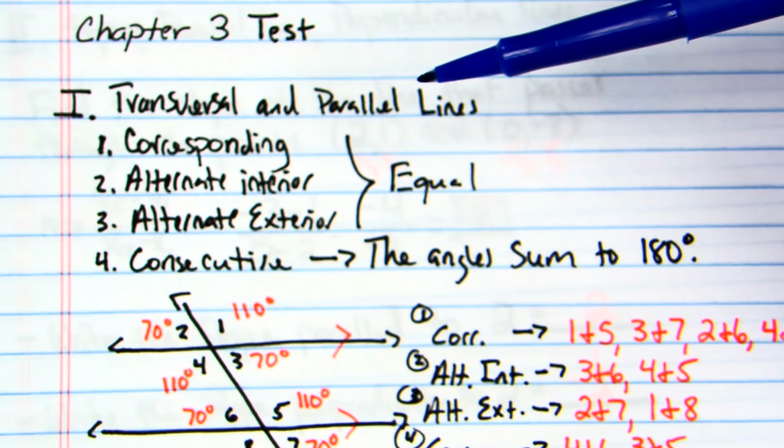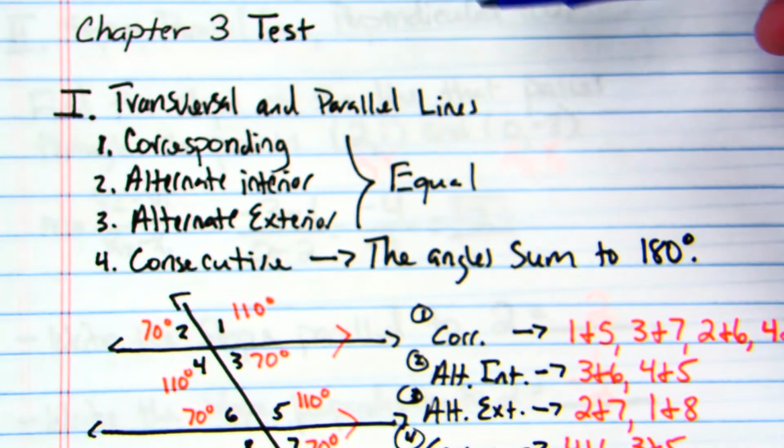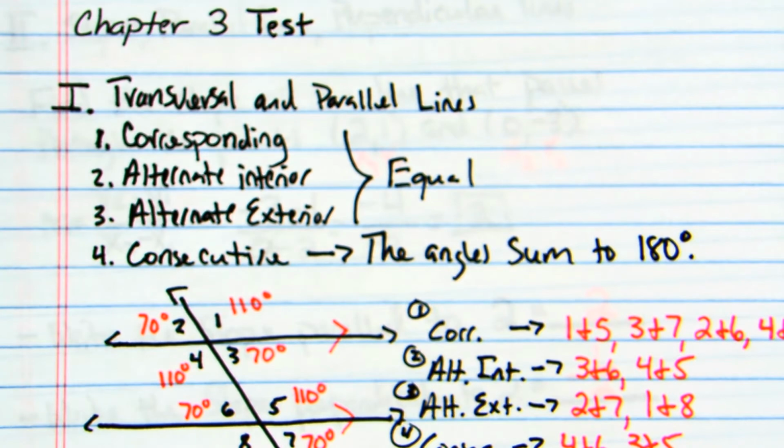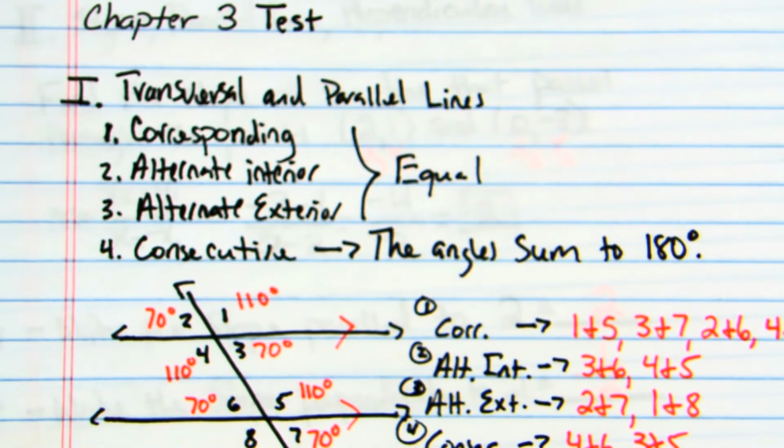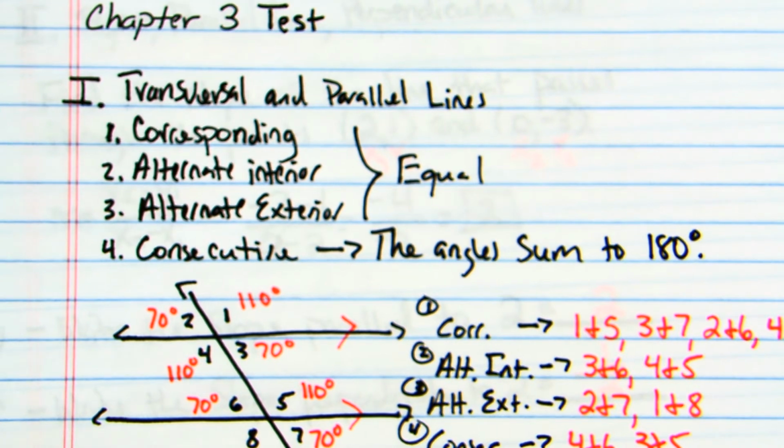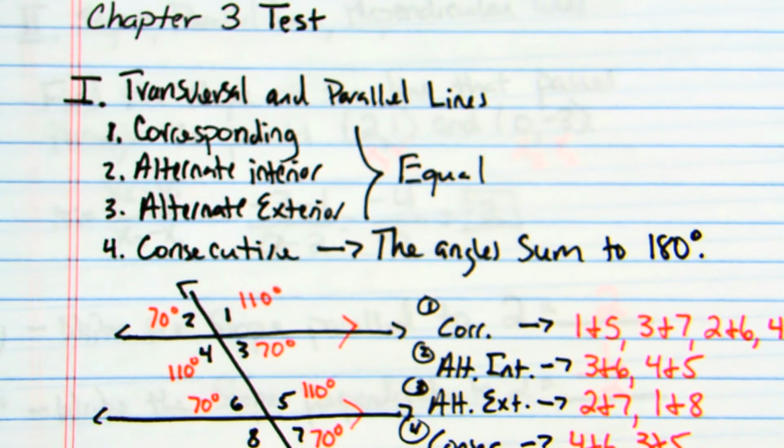If two lines are parallel and they are cut by a transversal, then several different, actually 4 different, relationships of angles are formed. We have corresponding angles, alternate interior angles, and alternate exterior angles. These 3 all share the same relationship: they are congruent. Corresponding angles are congruent, alternate interior angles are congruent, alternate exterior angles are congruent. Consecutive angles are angles that when we add them together, we end up with 180 degrees.